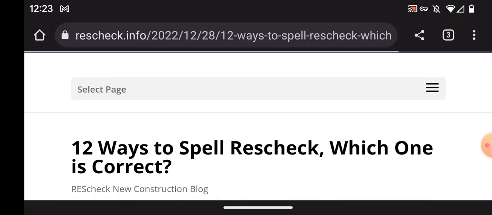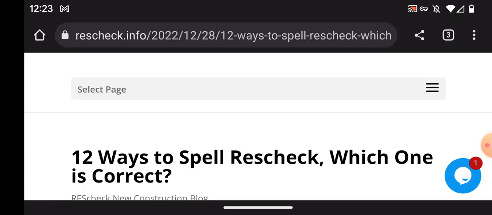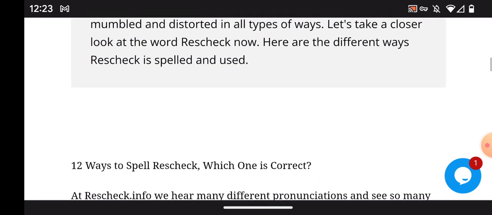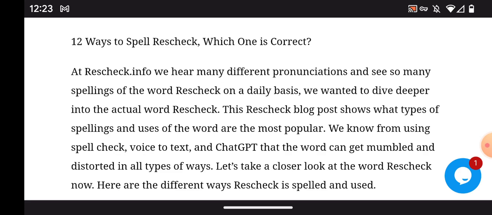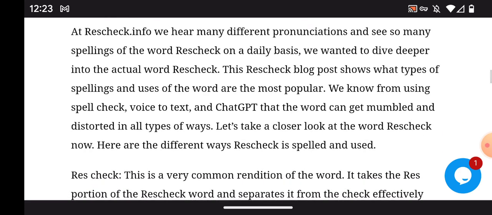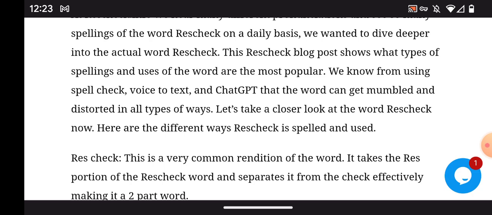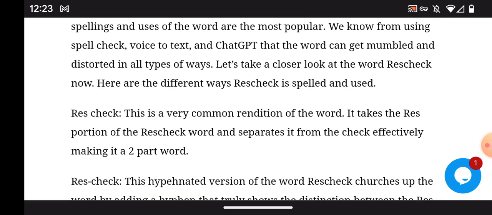www.rescheck.info. Today on the Rescheck Expert blog, we want to talk about the spelling of the word Rescheck and 12 ways to spell it. Which one's correct? 12 ways to spell Rescheck. Which one's correct? At rescheck.info, we hear many different pronunciations and see so many spellings of the word Rescheck on a daily basis. We wanted to dive deeper into the actual word Rescheck. This Rescheck blog post shows what types of spellings and uses of the word are the most popular.